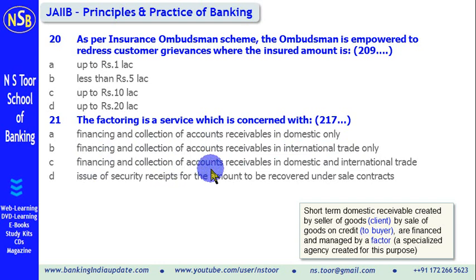Financing and collection of accounts receivable in domestic and international trade. Yes, it is financing and collection of accounts receivable in domestic as well as international trade. Here it was only domestic, here it was only international. So answer C is the correct answer. We can see option D also. Issue of security receipt for the amount to be recovered under sale contract. No, this is not the answer.